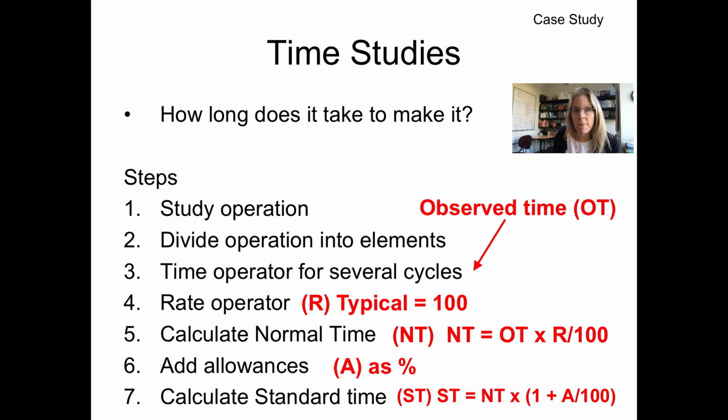I hope that helps you remember about time studies. I know this is something you probably did in IME 223.